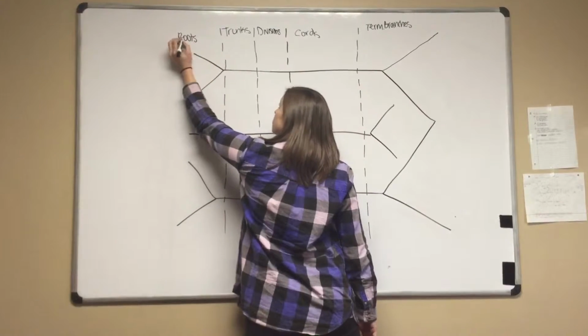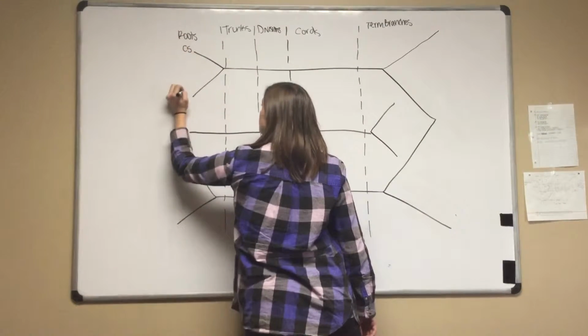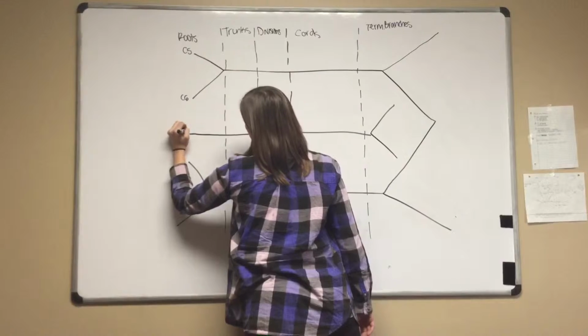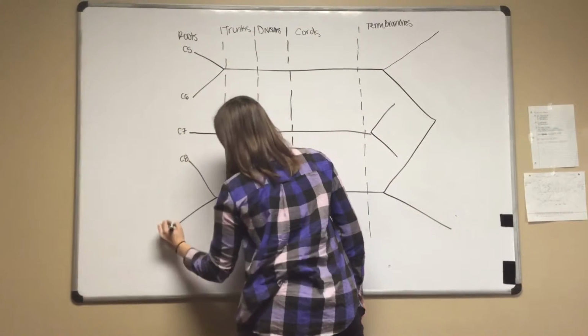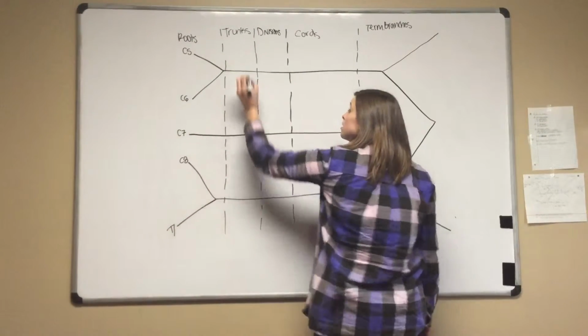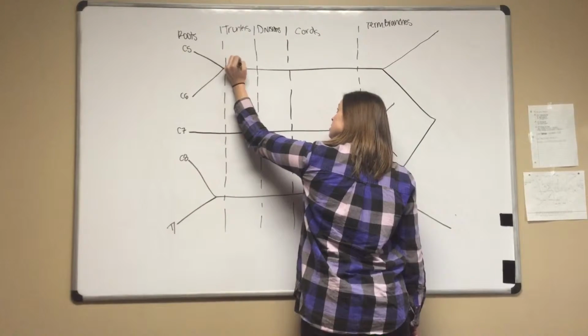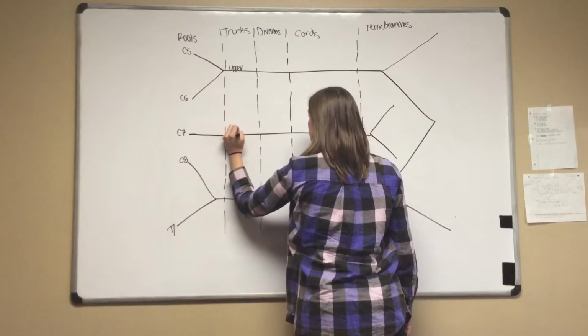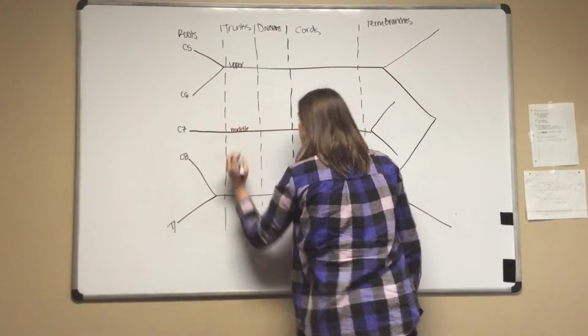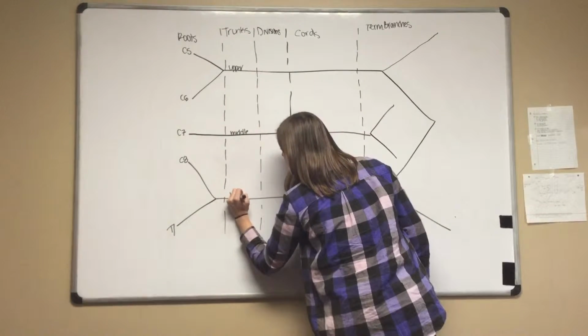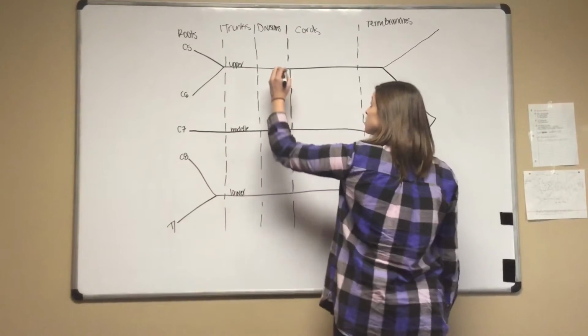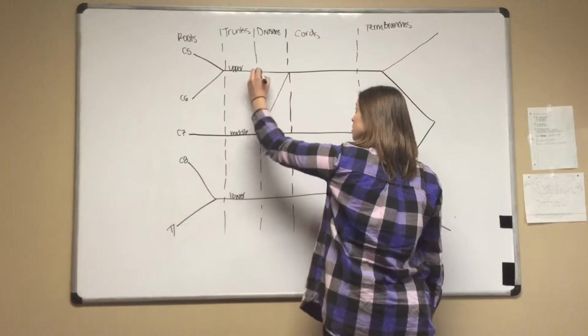So the roots are C5, C6, C7, C8, and T1. The trunks are the upper, the middle, and the lower. The divisions of the trunks are anterior and posterior.